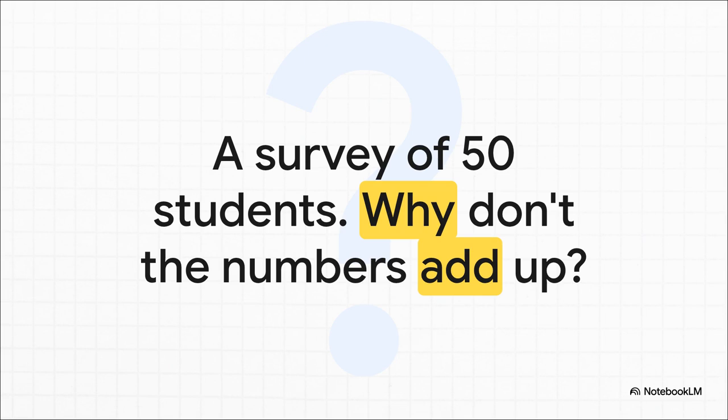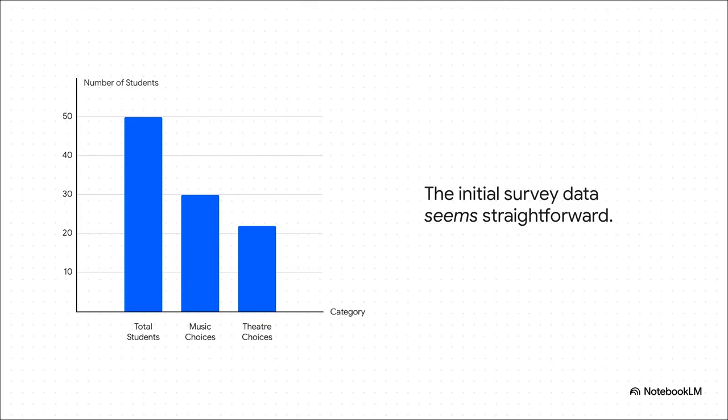A university polls 50 students about some new activities they're planning. The results come back and, well, something's a little off. The numbers, as you're about to see, just don't seem to add up. So here's the data they got back. We know for a fact there were 50 students in the survey. And out of those 50, 30 of them said, yep, we want a music activity, and 22 of them said they wanted a theater activity.